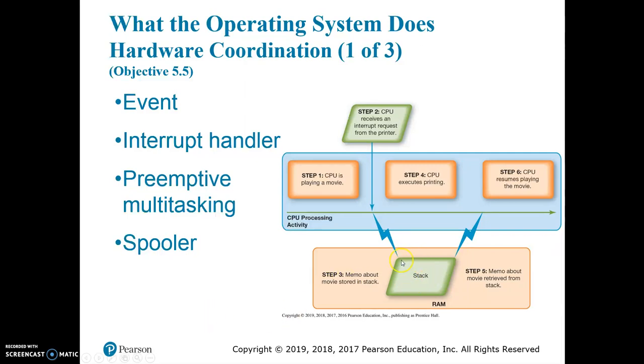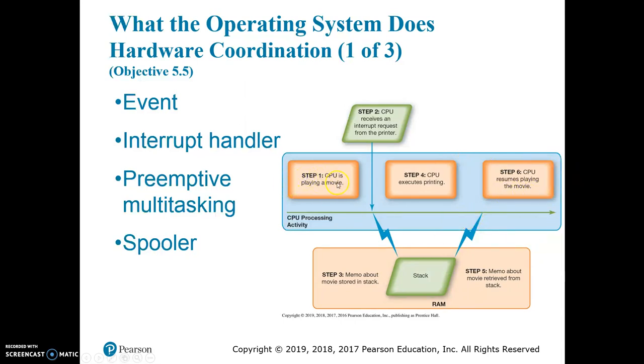Okay? So, we move on to step 4 here, and the CPU now executes that printing. So, your paper is printed. Okay? Boom, we come down here to the stack. It grabs its little memo about the movie. Okay, it retrieves its memo from the stack. And then the 6th step is the CPU resumes playing the movie.